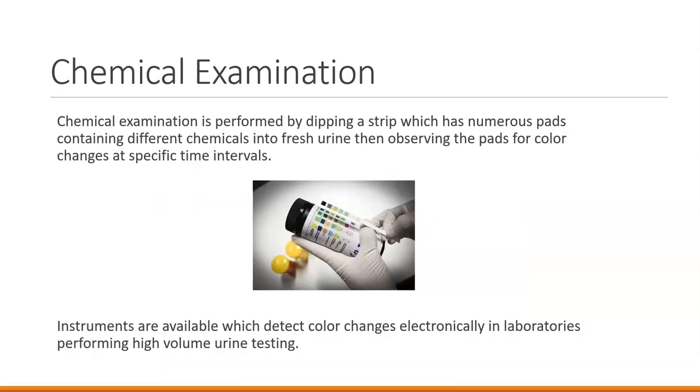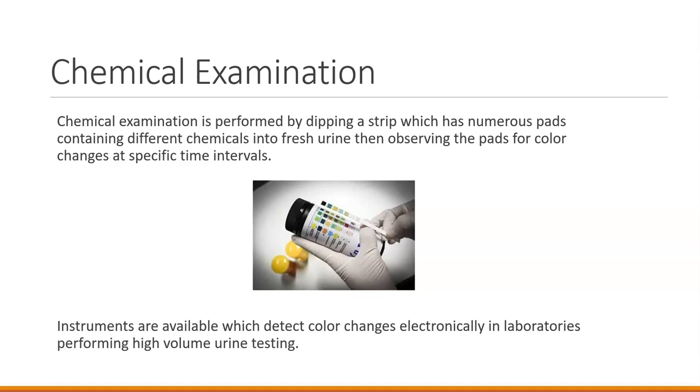Chemical examination of urine is performed by dipping a strip which has numerous pads containing different chemicals into fresh urine. It's very important that it be fresh. Then observing the pads for color changes at specific time intervals. Instruments are available which detect color changes electronically in laboratories performing high volume urine testing, or even in doctors' offices. These tiny machines are very inexpensive, about $500, and they're robust. They last a long time.